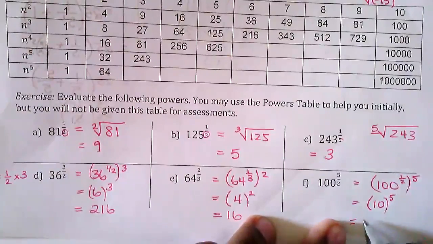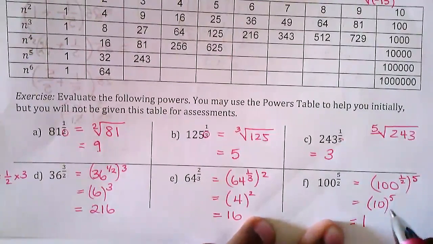Remember, when you have 10 to the power of something, you write the 1 and you copy down this many zeros. So 1, 2, 3, 4, 5.